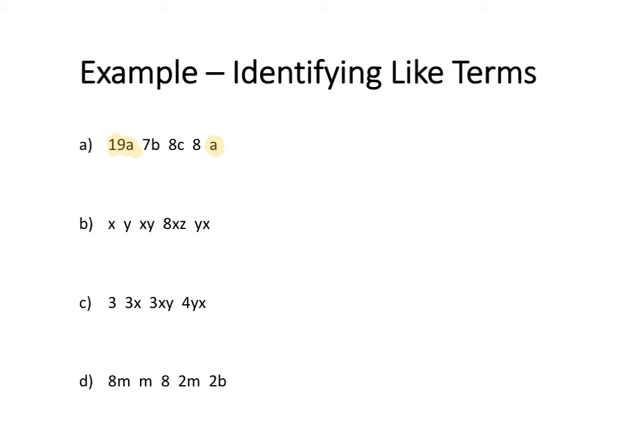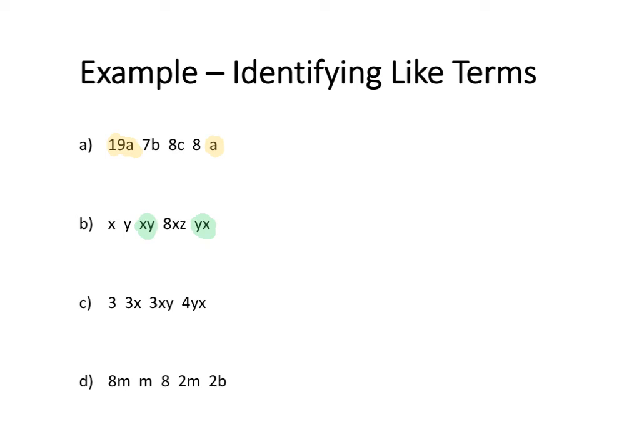Having a look at B, I've got an X, a Y, an XY, an XZ, and a YX. The two that are going to be like terms are the XY and the YX, because both of these terms contain both an X and a Y, and they can be in any order. So it doesn't matter that they're not in the same order, they will be considered like terms.